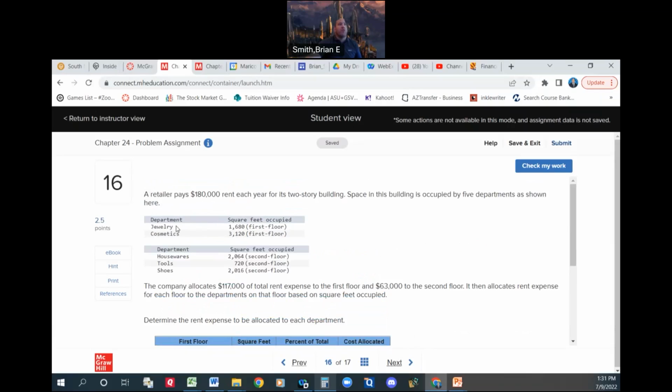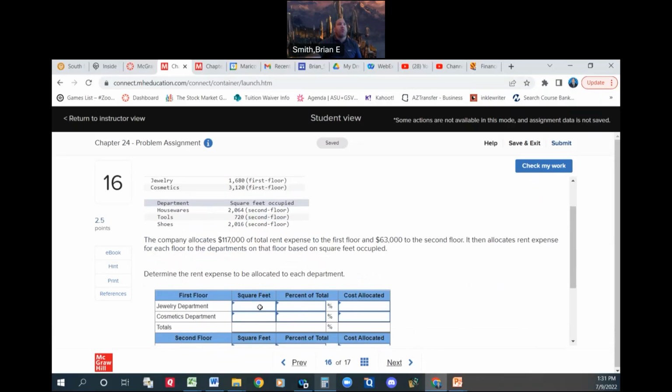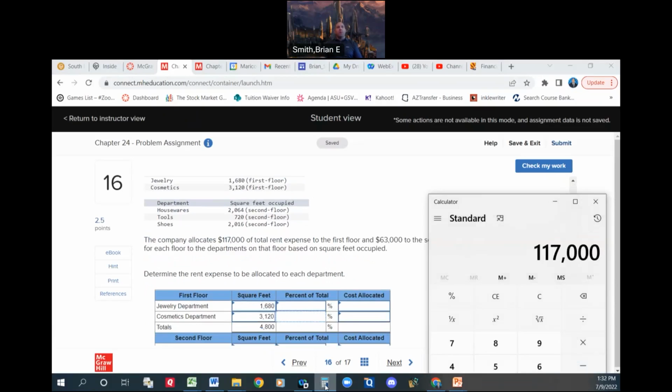First floor. So for the first floor we have department square footage. It's going to be 1,680, 3,120. All right. And then the first floor is going to be 63,000. Oh no, 117,000. Okay. So we're going to take 117,000. The company had some reason for breaking it out, and they didn't tell us what that was. But we're going to take this 117,000. Let's first get the percentage.